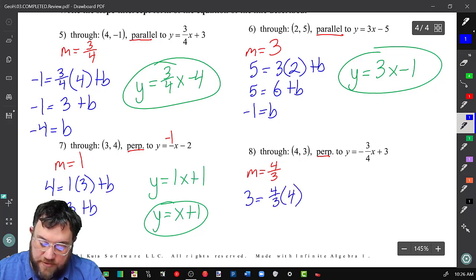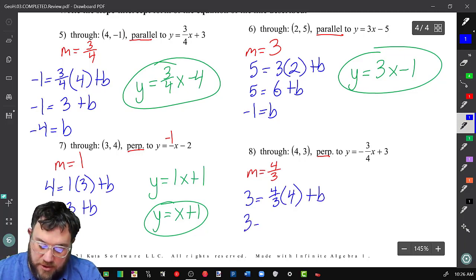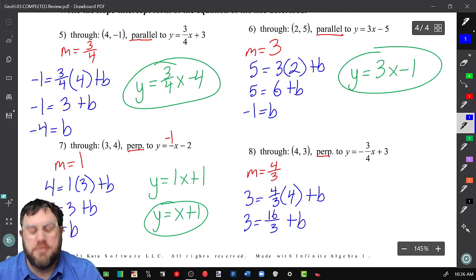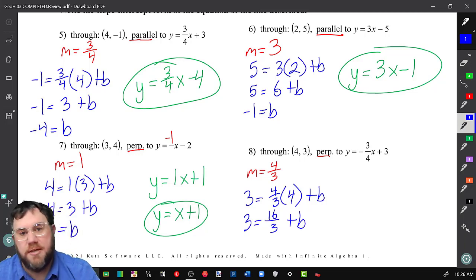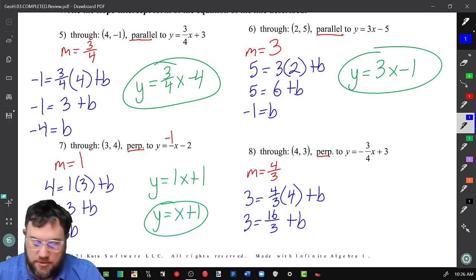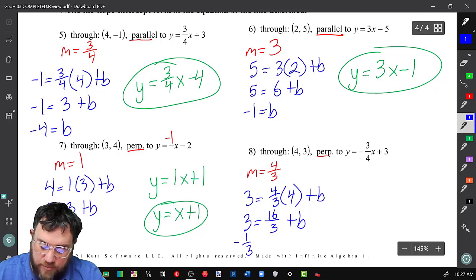So 3 equals 4/3 times 4 plus b. That'll be 3 equals 16/3 plus b. Don't use decimals here because you're going to have to round to do that. Keep them as fractions. Okay, we need to subtract 16/3 from both sides. That's going to give us negative 1/3.